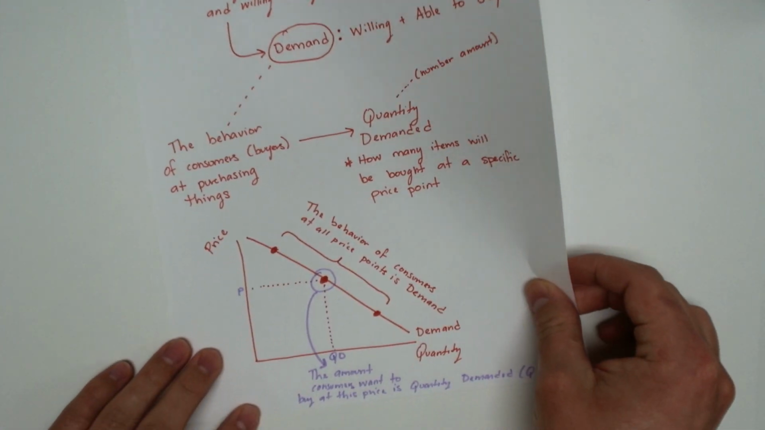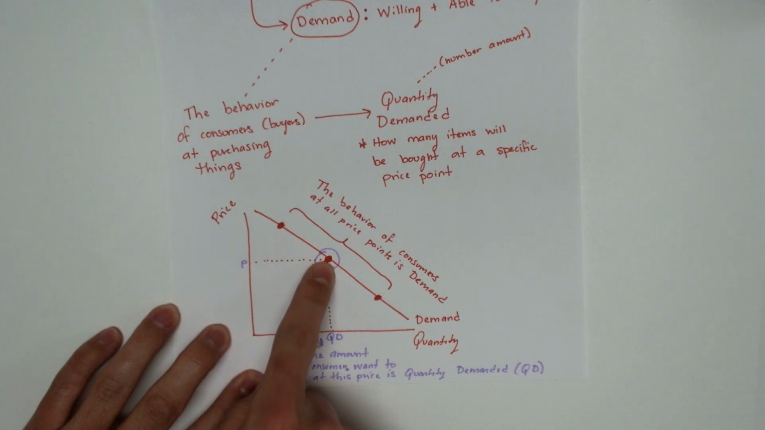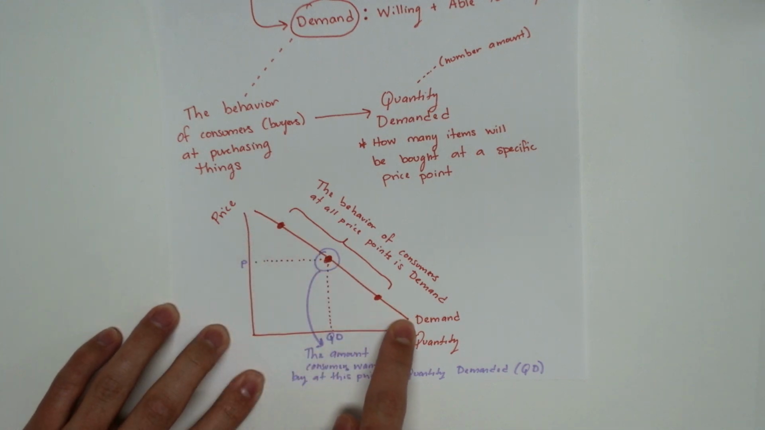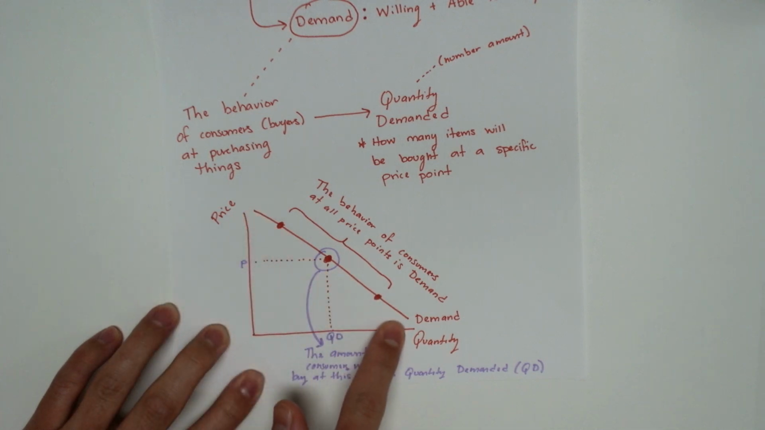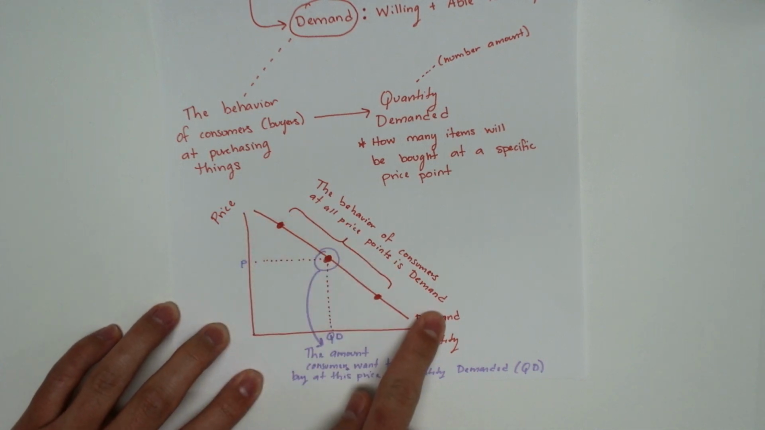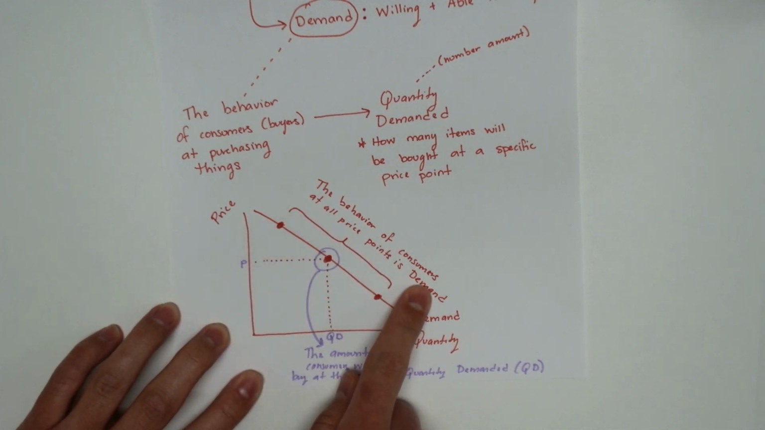So here we have the demand curve. The demand curve is this downward sloping curve right there. And it's downward sloping because people want to buy more stuff when prices are lower. But this entire demand curve shows us the behavior of consumers at every single price. So the demand is the behavior of consumers at every single price.